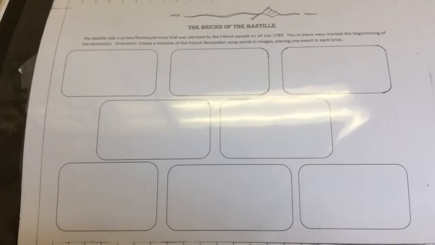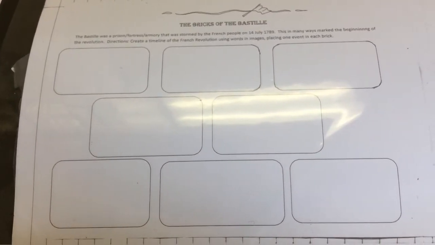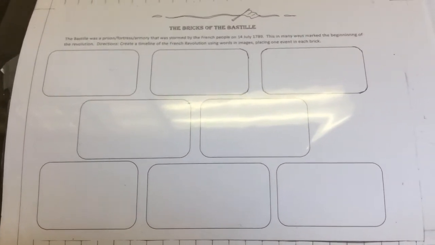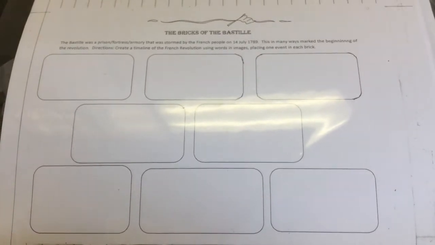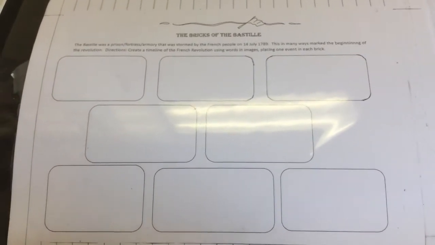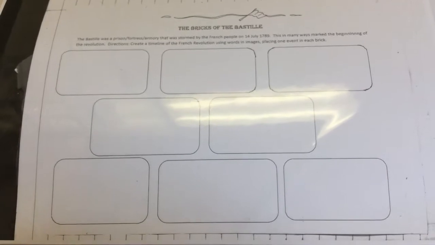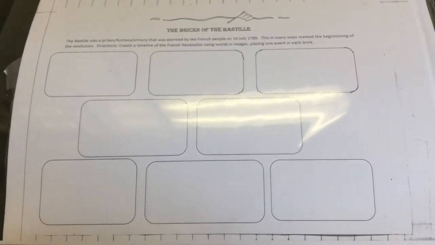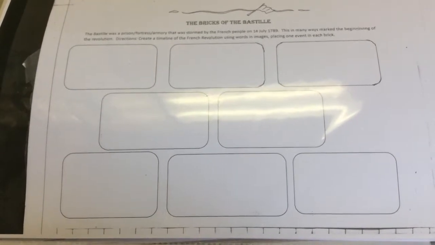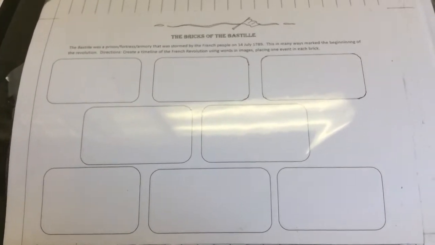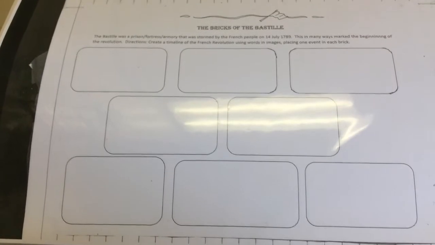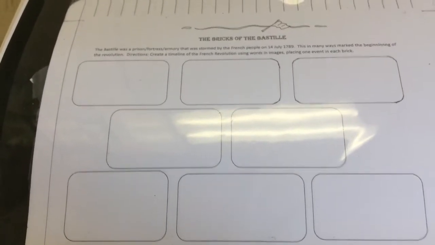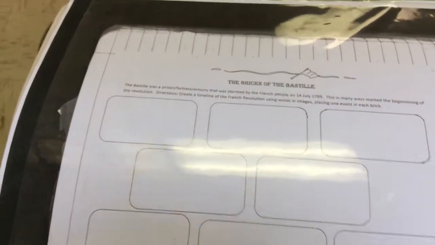Okay? So it says the Bastille was a prison, fortress, armory that was stormed by the French people on 14th July 1789. This in many ways marked the beginning of the revolution. Your directions are to create a timeline of the French Revolution using words and images, placing one event in each brick. So don't just put a word, you're going to put some sort of image in it. Remember that stick figures are always okay in this class.